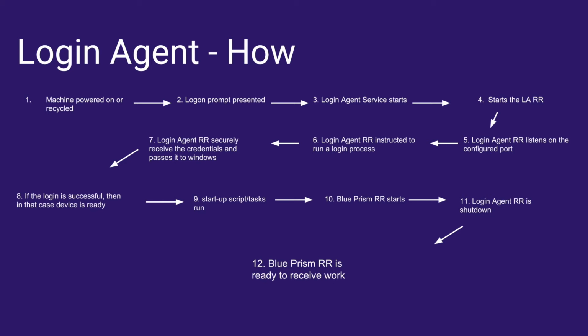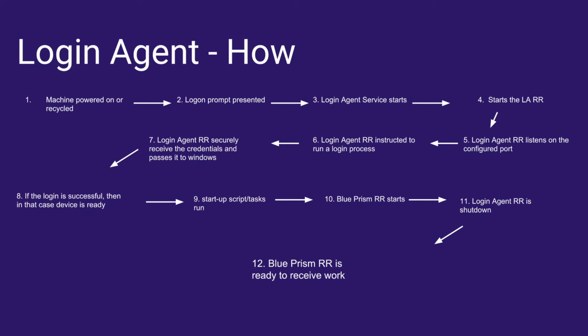What that service will do is start the login agent runtime resource. There is a difference between the login agent runtime resource and the Blue Prism runtime resource. The login agent runtime resource is a runtime resource which will enable the login agent. However, the Blue Prism runtime resource is another service, which will restart the Blue Prism runtime resource, which will ultimately run our processes on the remote machine.